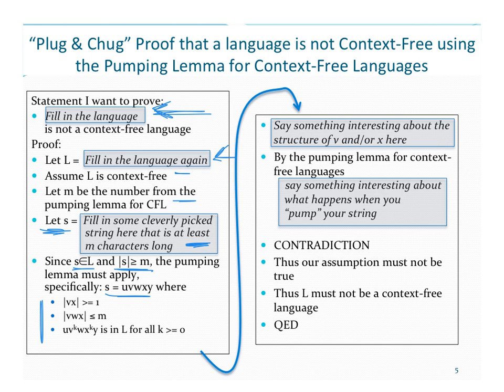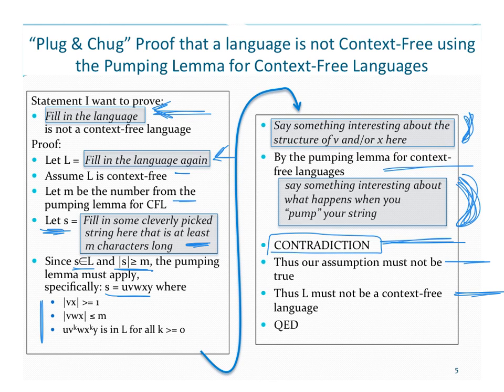Then comes the meat of your proof, where you say something interesting about the v part or the x part, or maybe both. And so then you say by the pumping lemma for context-free languages, and say something interesting about what happens in here. And the idea is that you're looking for a contradiction, because once you've got a contradiction, you prove that 1 equals 2. You prove that a string has both 5 and 6 letter A's at the same time. Whatever it is, you end up with your contradiction. And then you can say, thus our assumption must not be true. Thus L must not be a context-free language, QED.